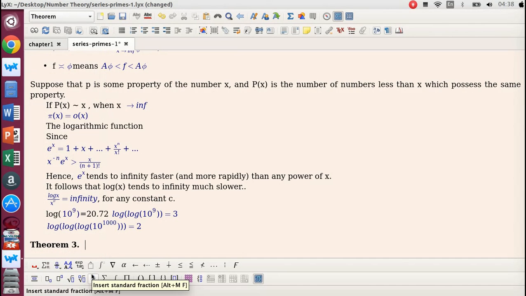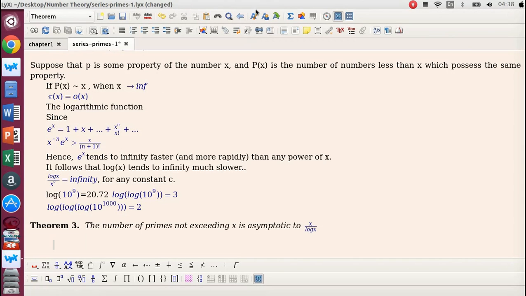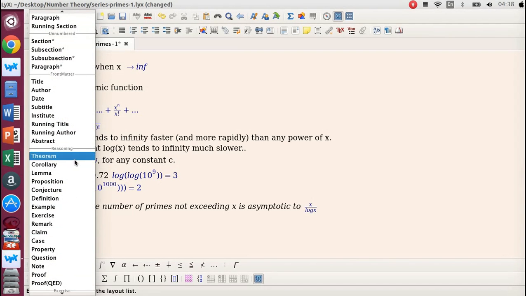Again, we introduce a new theorem: the number of primes not exceeding x is asymptotic to x over the natural log of x. I'm going to stop saying that it's the natural log, but you better remember it. Pi of x, which is just the function counting the primes not exceeding x, is asymptotic to x over the natural log of x. This is equivalent to Chebyshev's theorem.